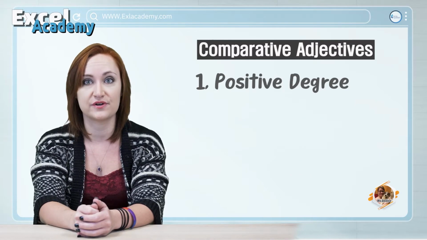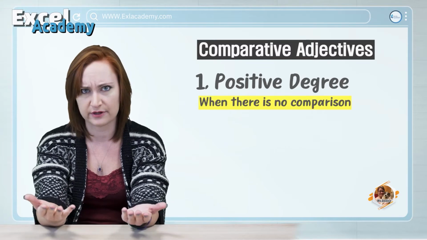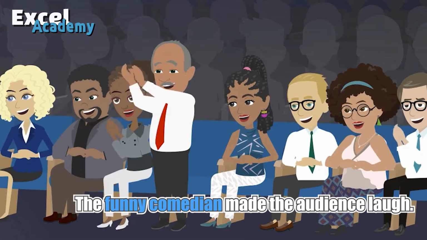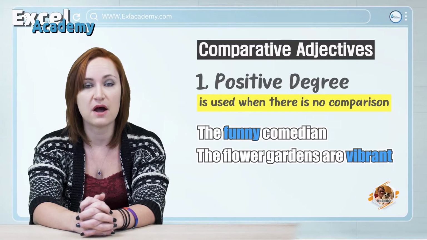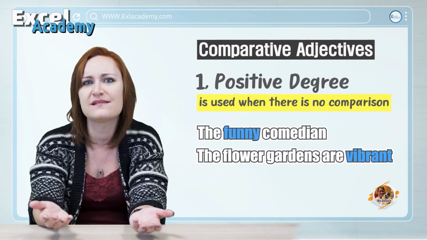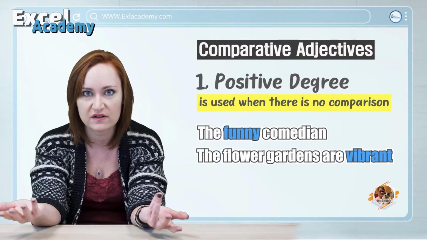The positive degree is used when there is no comparison being made. For example, the funny comedian made the audience laugh, or the flower gardens are vibrant this year. We use the positive form of the adjectives funny and vibrant in these sentences because we are not speaking of the comedian or the flower gardens in reference to anything else.